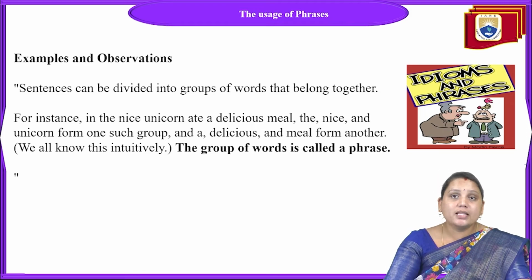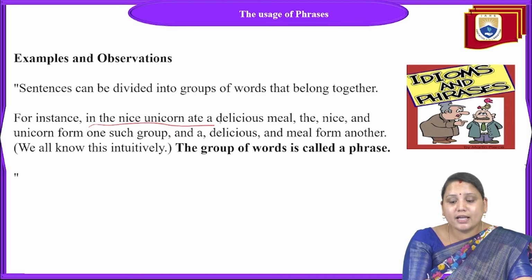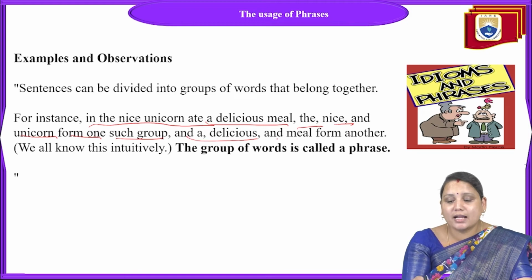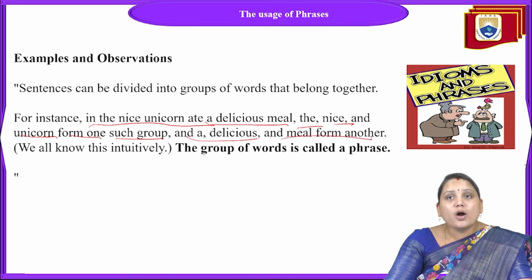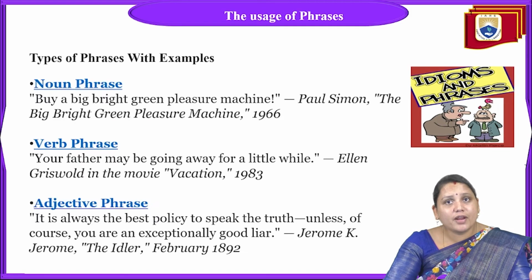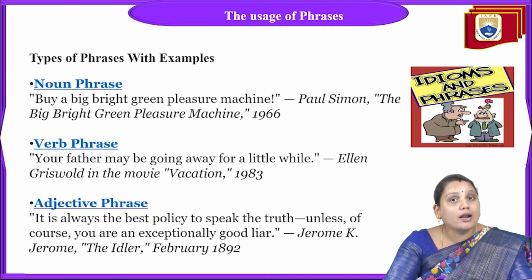For instance, in "The nice unicorn ate a delicious meal," the nice unicorn forms one group, and a delicious meal forms another. What is this? Is this a phrase? The group of words is called a phrase. We have so many words, but is it sensible? Is it the right phrase? Now, let us look into the right form of phrases. Phrases are words which have sense, but which are not complete.